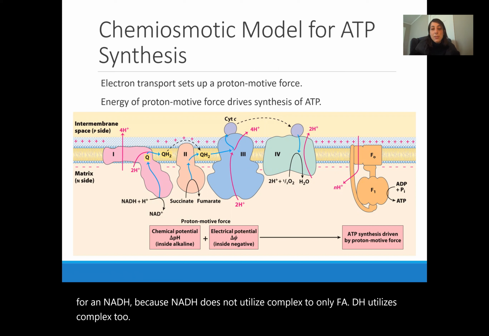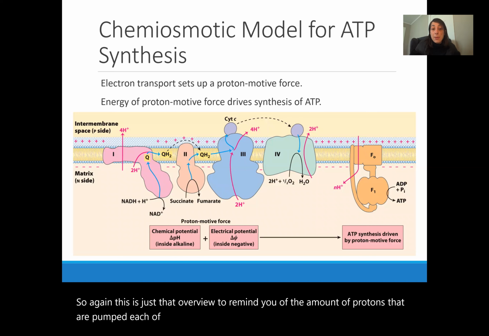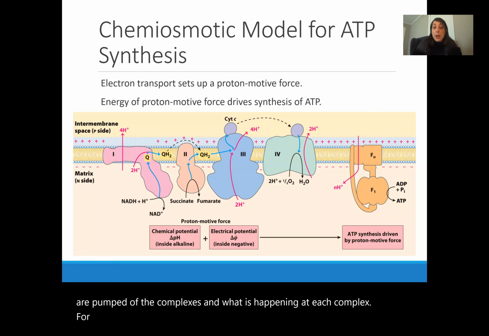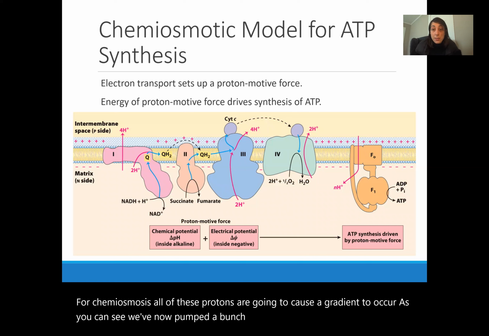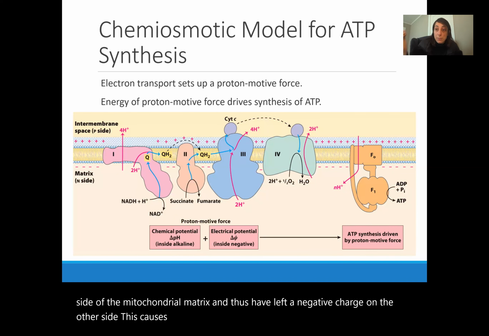So again, this is just that overview to remind you of the amount of protons that are pumped, each of the complexes, and what is happening at each complex. For chemiosmosis, all of these protons are going to cause a gradient to occur. As you can see, we've now pumped a bunch of protons with a positive charge to one side of the mitochondrial matrix, and thus have left a negative charge on the other side. This causes an electrical gradient, right? Positive on one side, negative on the other side.